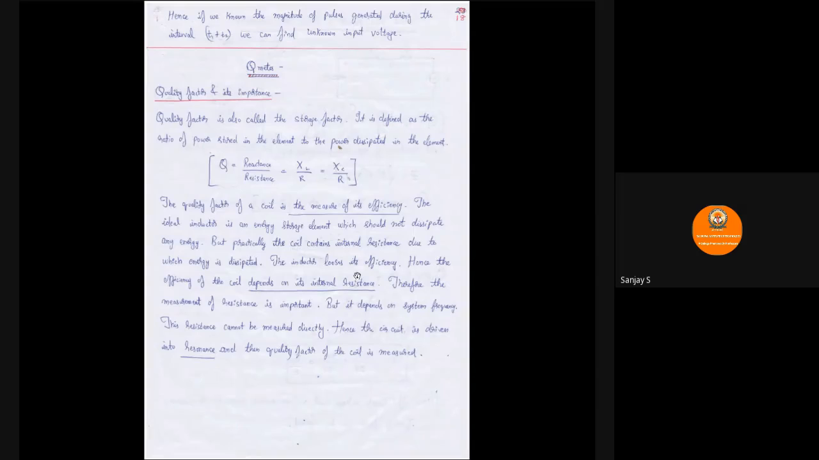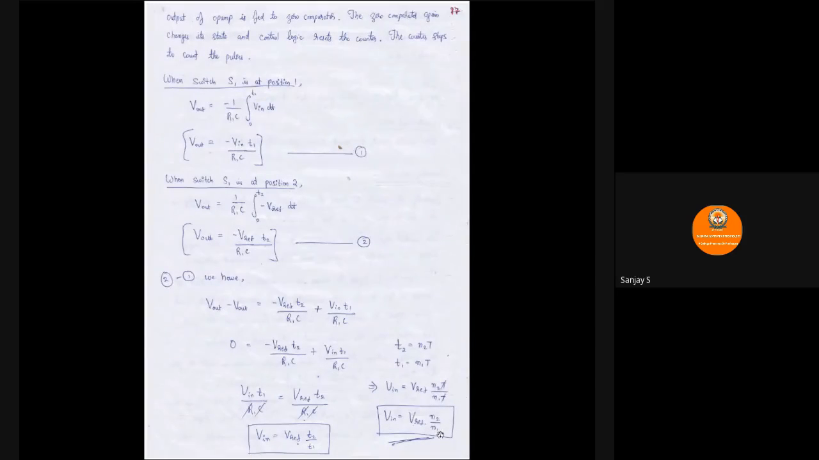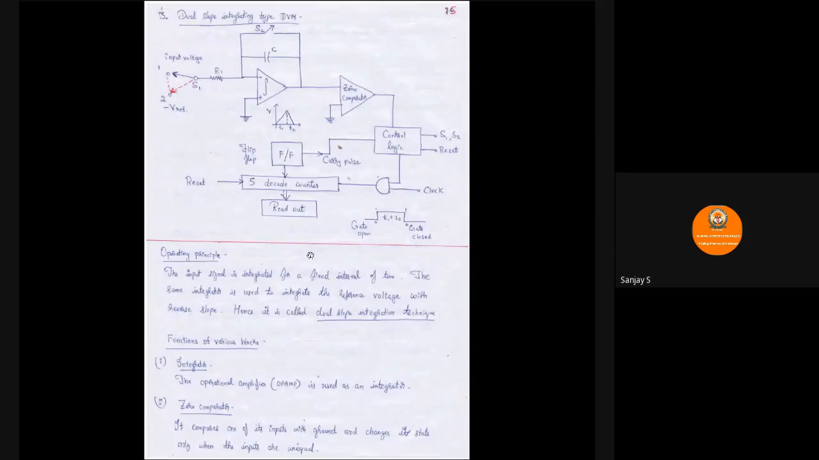So from this we can understand that the magnitude of pulses generated during the interval T1 plus T2, if we know that particular value, that is N2 and N1, having known the reference voltage, we can calculate the unknown input voltage. So here in this particular case, during time duration T1, the capacitor charges to the maximum. During time interval T2, the capacitor discharges completely. So it appears to be dual slope, so it's called dual slope, and we have an op-amp acting as an integrator. So it is called dual slope integrating type DVM.